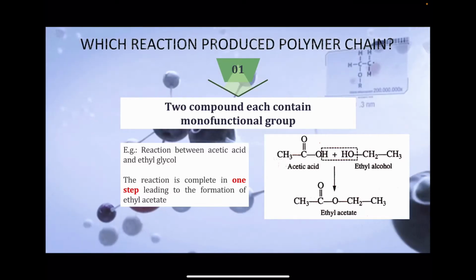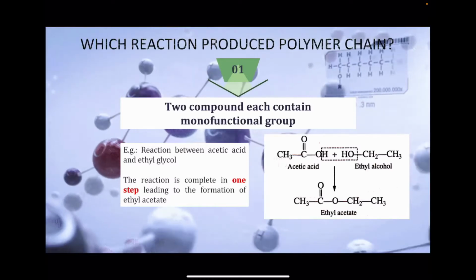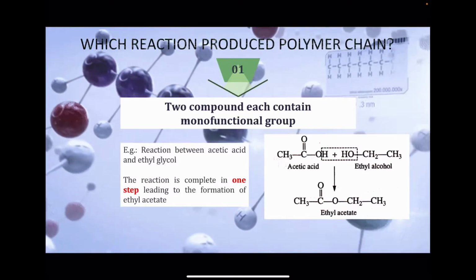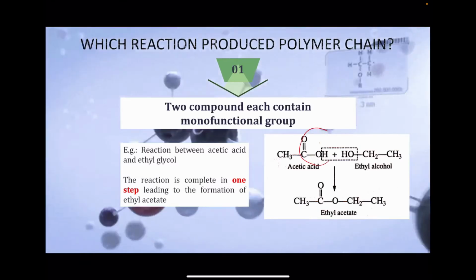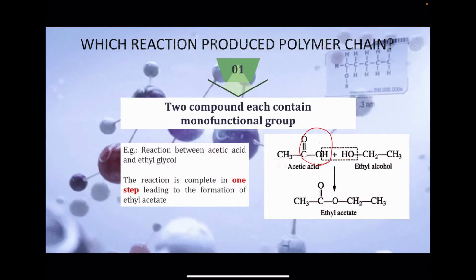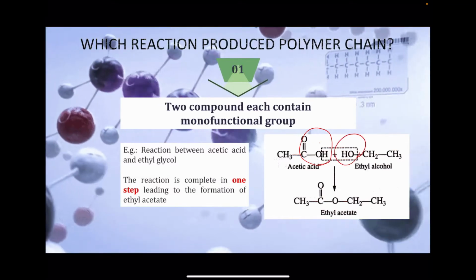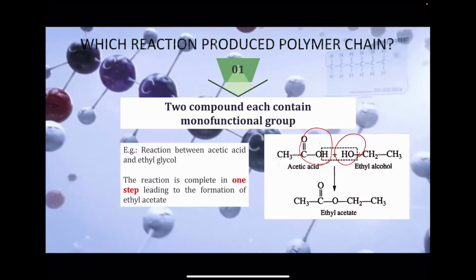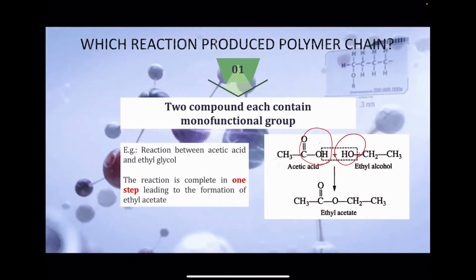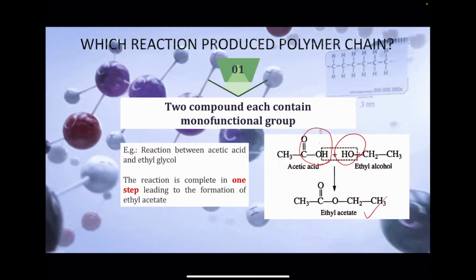If you look at the acetic acid and ethyl alcohol, both compounds contain only a monofunctional group. In acetic acid, the C double bond O, H becomes the bonding site, and for ethyl alcohol, the hydroxyl group becomes the bonding site. Then the reaction will happen between these two bonding sites to form ethyl acetate.